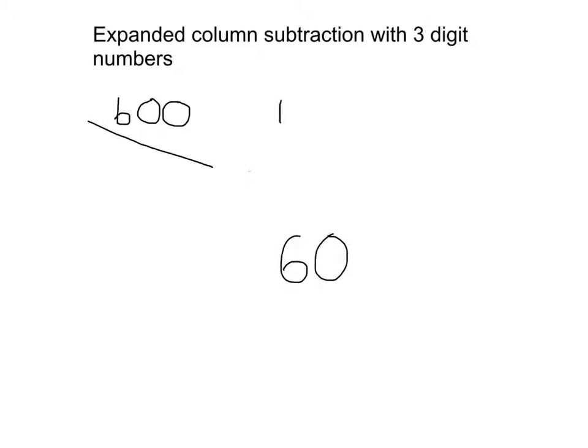And finally, moving to the hundreds column, 600 subtract 300 leaves you with 300, and then you can simply add up the total at the bottom, giving you 368 as your answer.